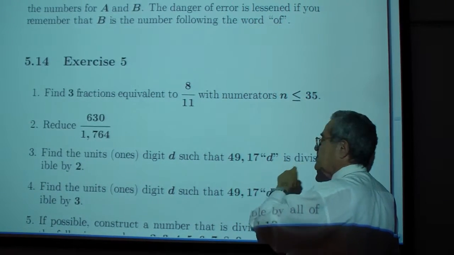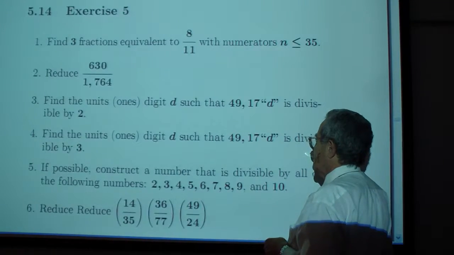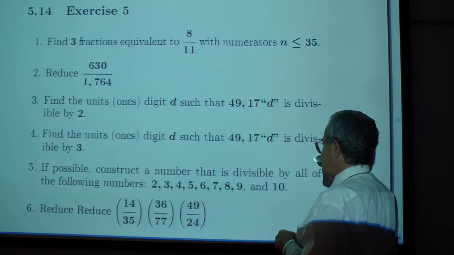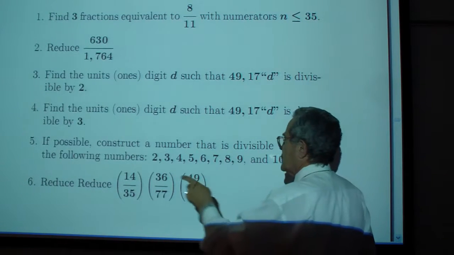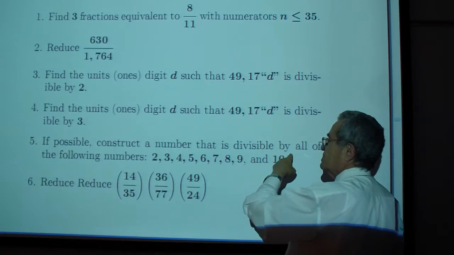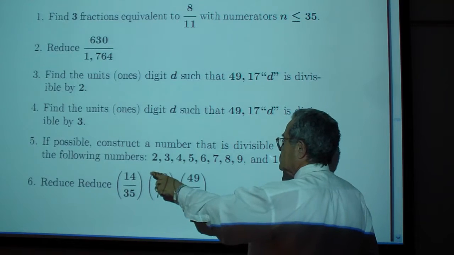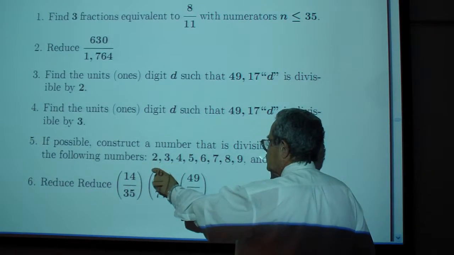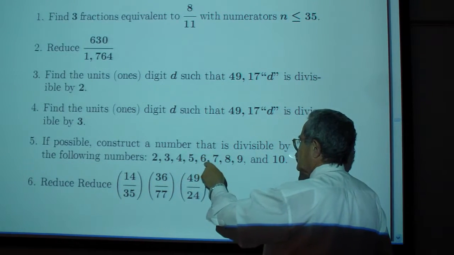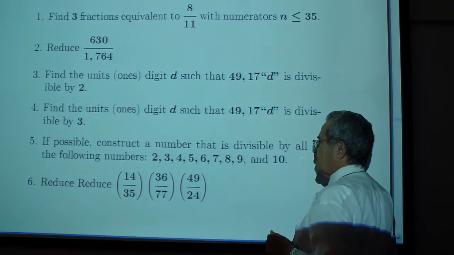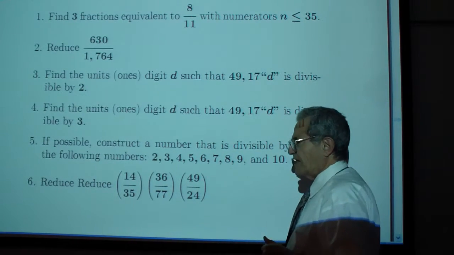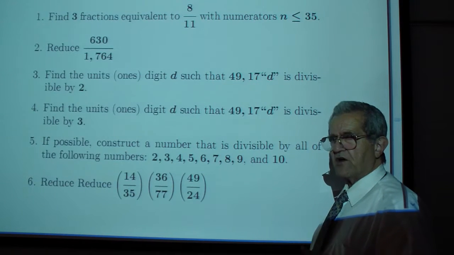Find the units, the ones digit d, such that 49,170 something is divisible by 2, is divisible by 3, and then, if possible, construct a number that is divisible by all of the following numbers: 2 and 3 and 4 and 5 and 6 and 7 and 8 and 9 and 10. So find one number that you can divide by all of these.